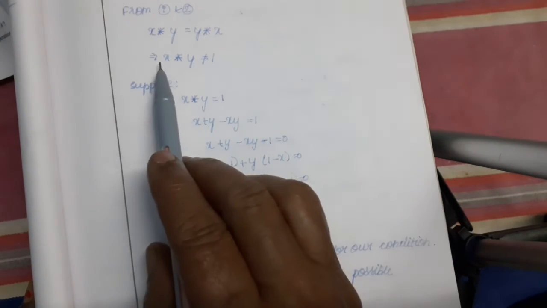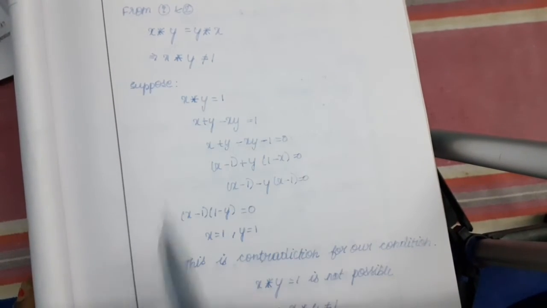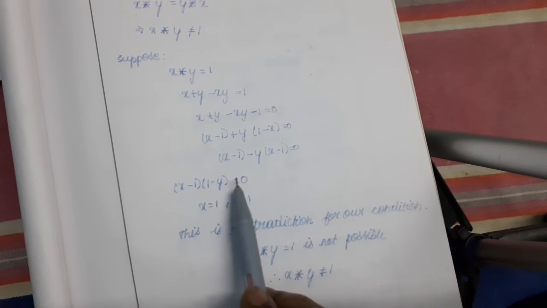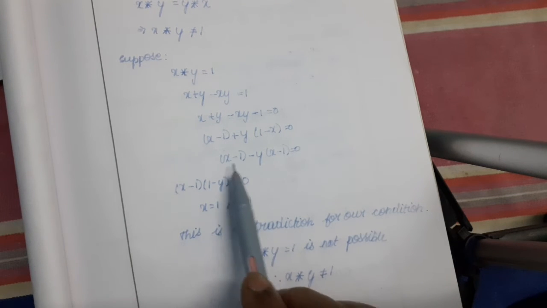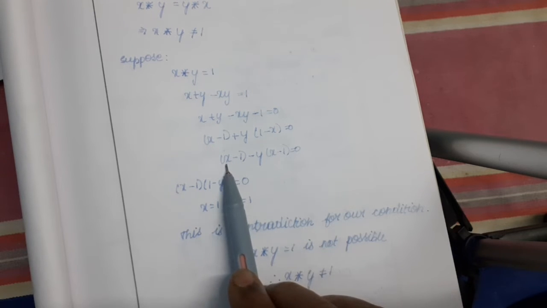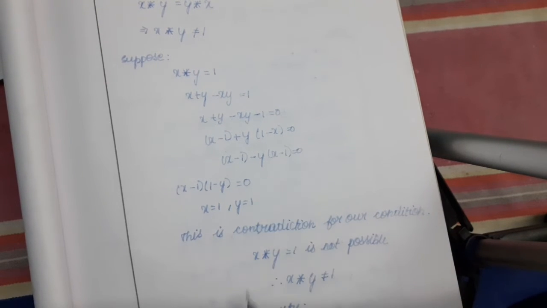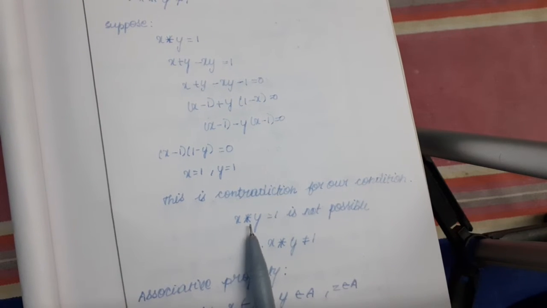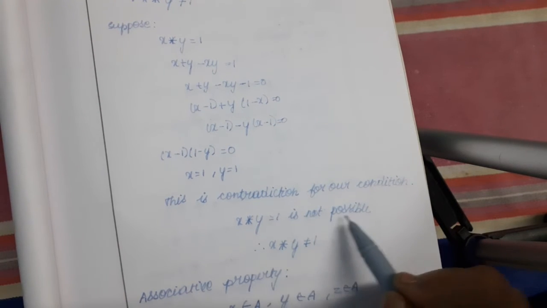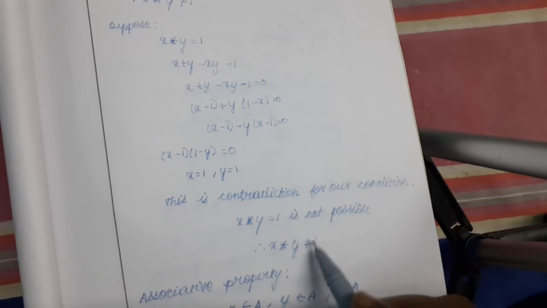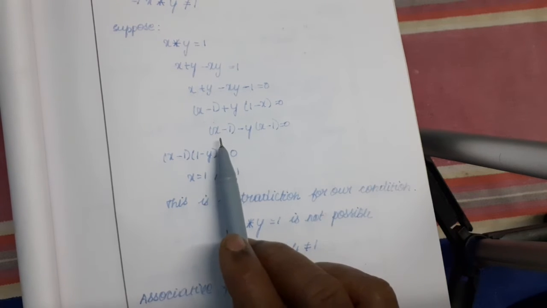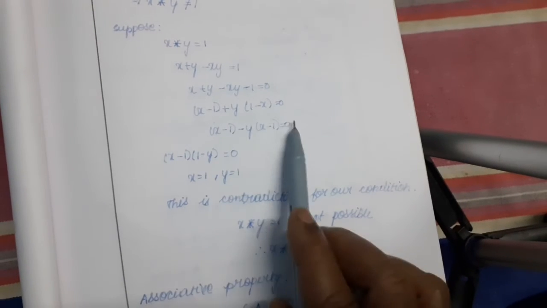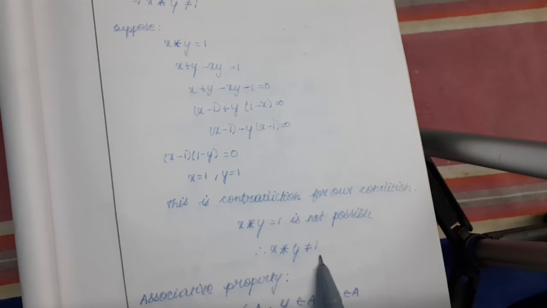See that one. If x star y equals y star x, then x star y is what? Not equal to 1. You substitute x equal to 1 and y equal to 1: x minus 1 equals 0, 1 minus y equals 0, so y equals 1. Suppose we substitute x equal to 1 and y equal to 1, what happened? The whole value will vanish. Therefore, this is a contradiction for our condition, and x star y equal to 1 is not possible. Therefore, always x star y not equal to 1 for this condition, because x star y equals x plus y minus xy, and if we substitute x equal to 1 and y equal to 1, the value totally vanishes. Therefore, x star y not equal to 1.